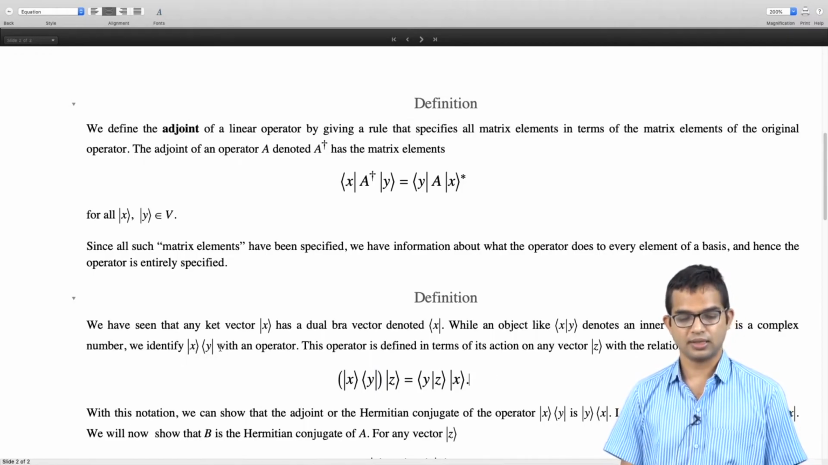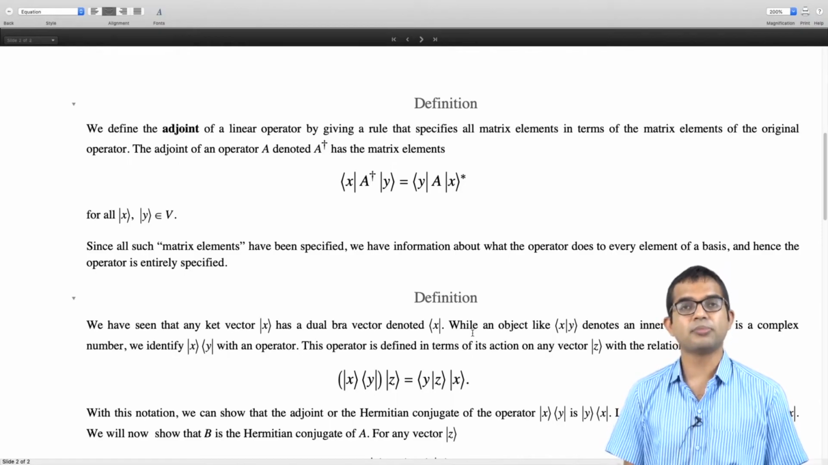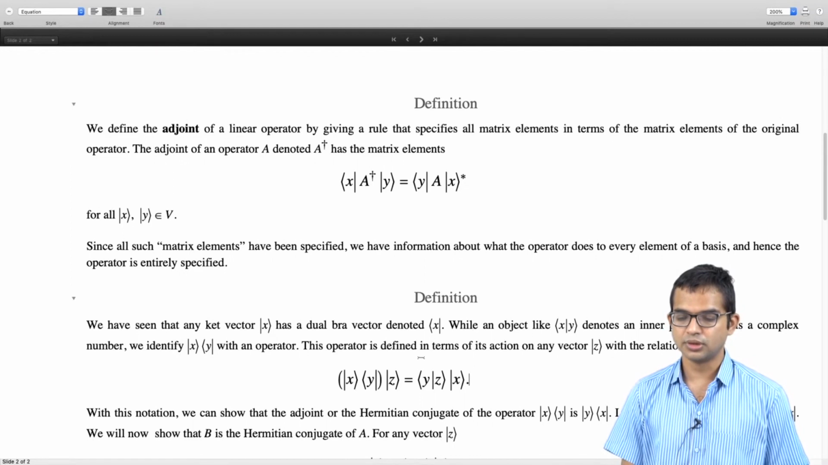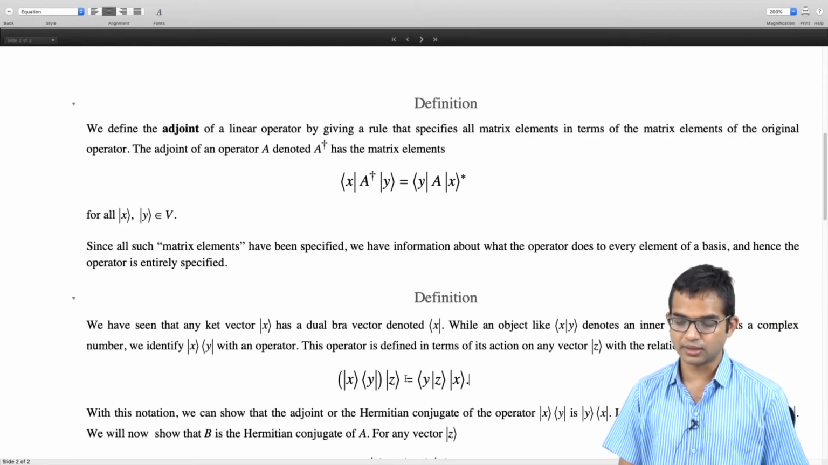operator |x⟩⟨y|, right? This notation, you will see, is very powerful, and it appears in quantum mechanics all the time, right? So we should internalize it, and the best way to do that is to work out lots of examples of this kind, right? And then once we get familiar, it will be natural to think of operators in this notation, right?